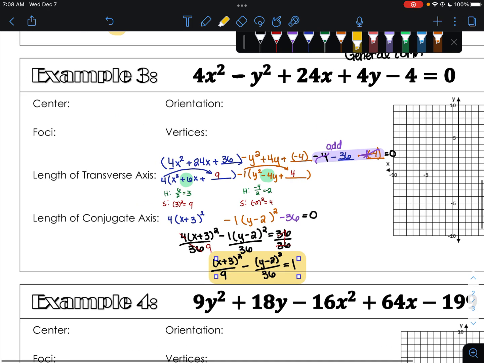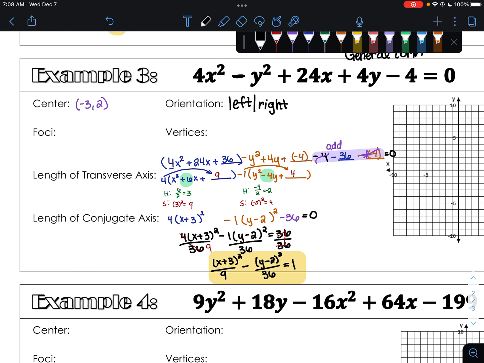So go ahead and pause the video and find the center, the foci, the orientation, the vertices, the length of the transverse and conjugate axis, and then check your answers. So hopefully you paused the video and you got that the center was -3, 2. The orientation is going to be left-right because the x comes first.